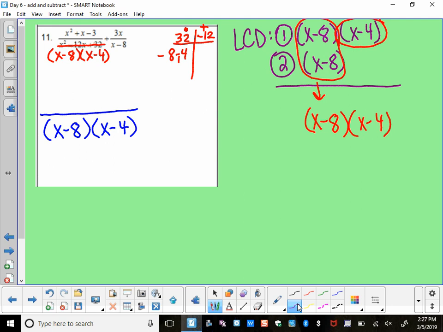Look at this first fraction. Am I missing anything in my old denominator? No. I have x minus 8, and I have x minus 4. So I'm going to leave this as it is, because I did not change anything on my denominator. Let's just rewrite x squared plus x minus 3. On the other side, I have x minus 8. What am I missing? The x minus 4.